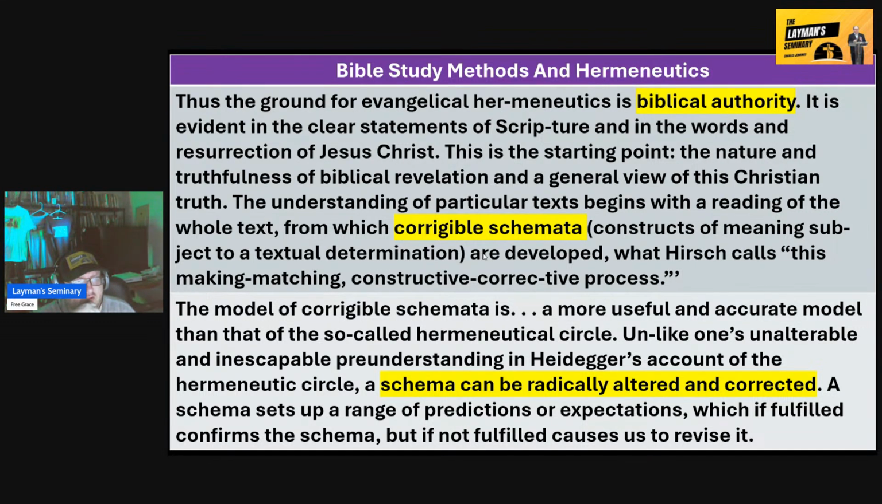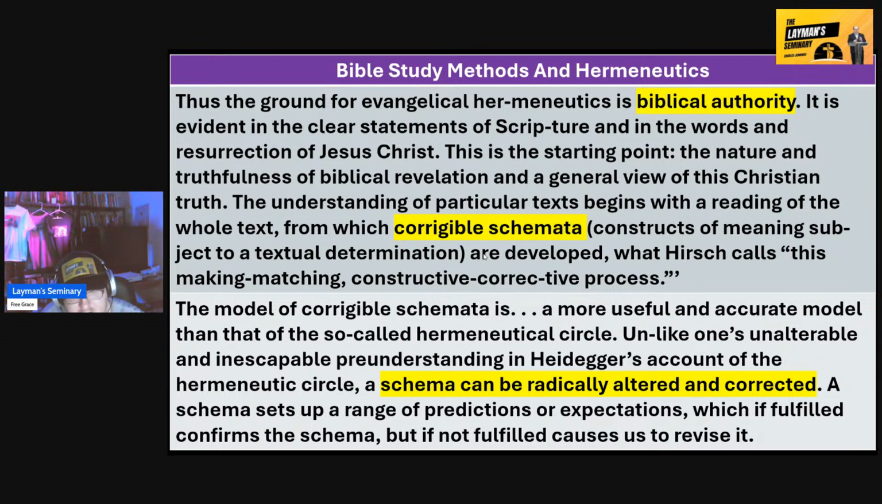It is evident in the clear statements of Scripture, in the words and resurrection of Jesus Christ. This is the starting point: the nature and truthfulness of biblical revelation and a general view of this Christian truth. The understanding of a particular text begins with a reading of the whole text, from which corrigible schemata, constructs of meaning subject to textual determination, are developed, which Hirsch calls this matching, constructing, correcting process. The model of corrigible schemata is a more useful and accurate model than that of the so-called hermeneutical circle. Unlike an unalterable and inescapable pre-understanding in Heidegger's account of the hermeneutical circle, a schema can be radically altered and corrected.